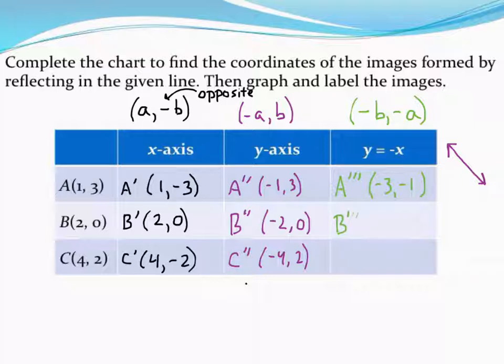B triple prime is going to be located at 0. I can't have a -0. -2 once I switch the order around. And finally, C triple prime is located at the point -2, -4.